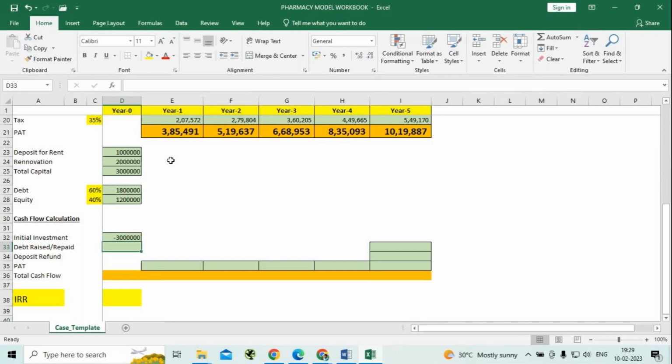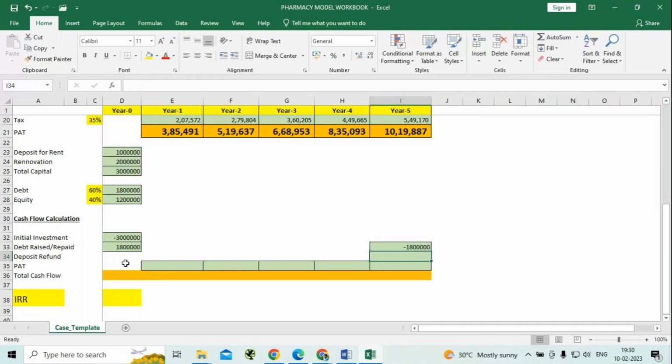Next, I have received a loan. That is, the debt is raised. How much? 18 lakhs. That means the money has come to the business at the starting of the business. Before starting my business, I have taken this loan. Now I am not going to pay it every year with an equated annual installment. I was paying only the interest amount, but I am going to pay the whole amount at the end of the period, on the fifth year. So the money is going out of the business, so it is minus 18 lakh.